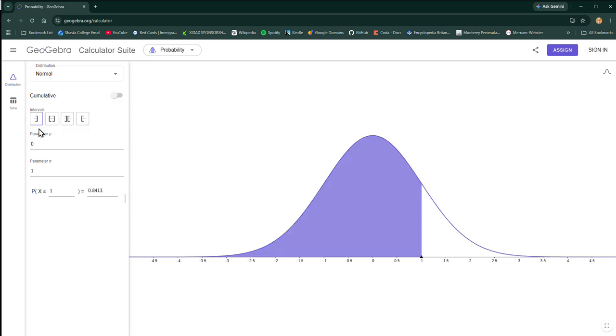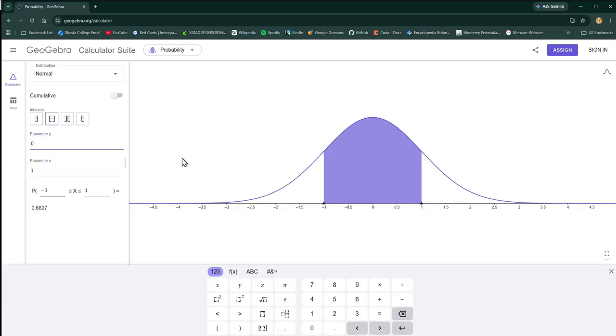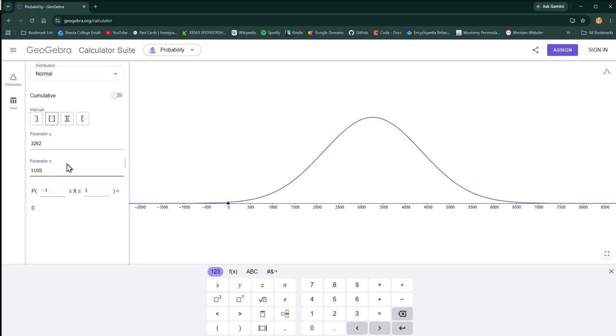and we're going to do an interval for this last problem. We want a middle area. Our mean was 3262. Our standard deviation was 1100, and I want between 3000 and 4000. And you will notice that it gives me the exact value we calculated the other way, and it's drawn the picture for me, which is nice.